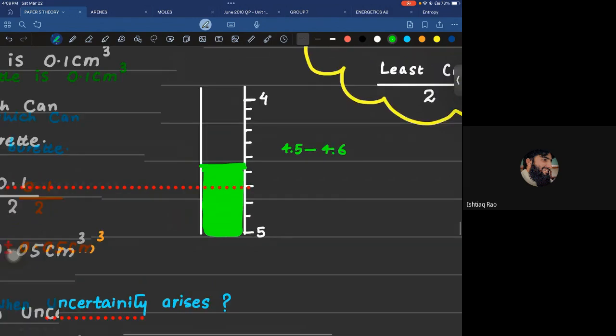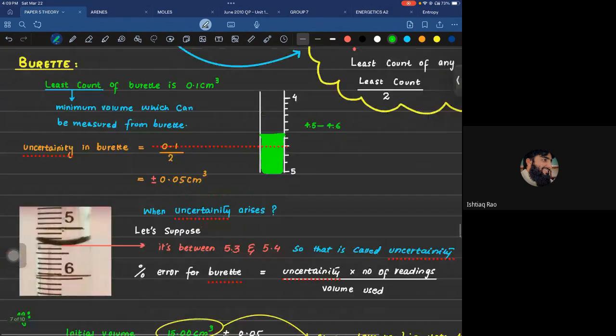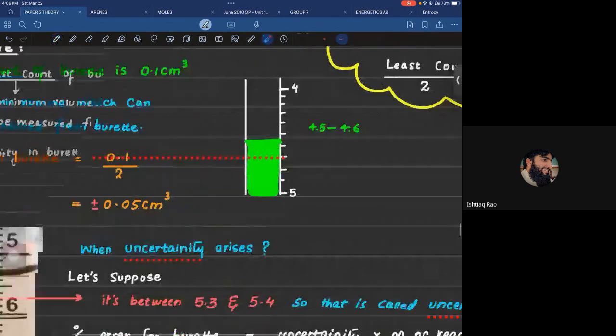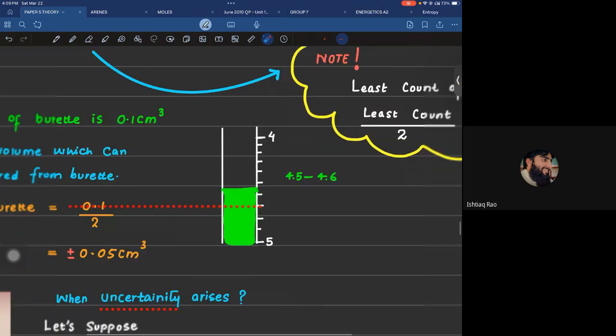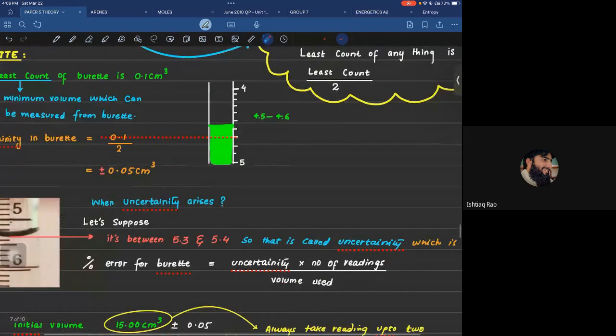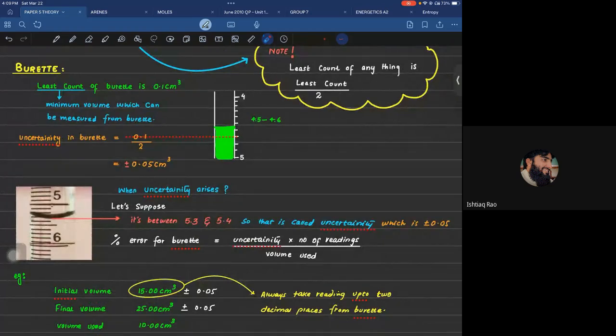So the uncertainty in the burette is equal to 0.1 over 2. The difference between the two divisions is 0.1, so of course if I get a reading in between, it would be 0.05. So 0.05 centimeter cube is your uncertainty for the burette, plus or minus.